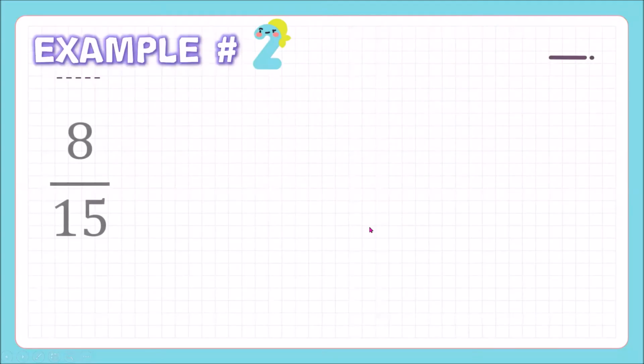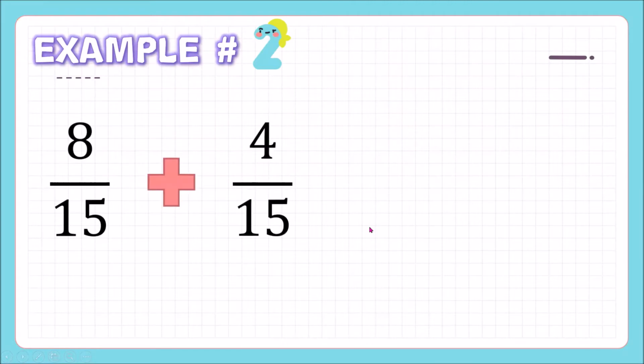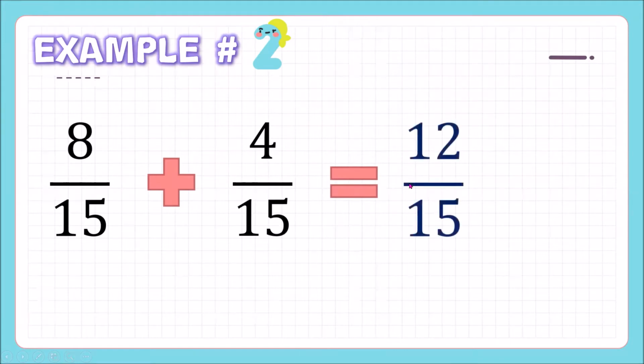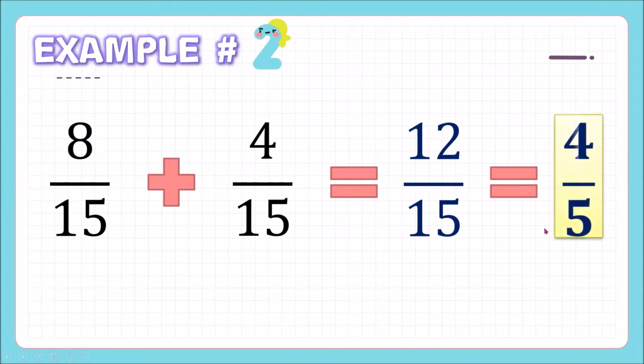Next, example number 2. 8 over 15 plus 4 over 15. So this is equal to, common denominator, we have 15. 8 plus 4, we have 12. So 12 over 15 is not in lowest terms, so we need to divide it by 3. 12 divided by 3, we have 4. And 15 divided by 3, we have 5. So our answer will be 4 over 5.